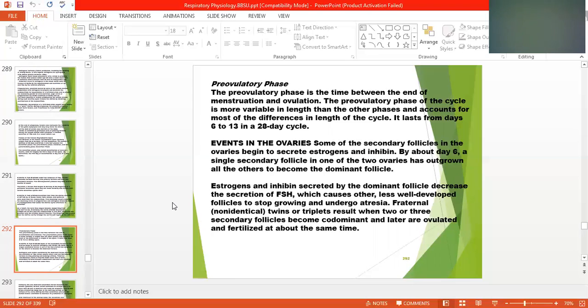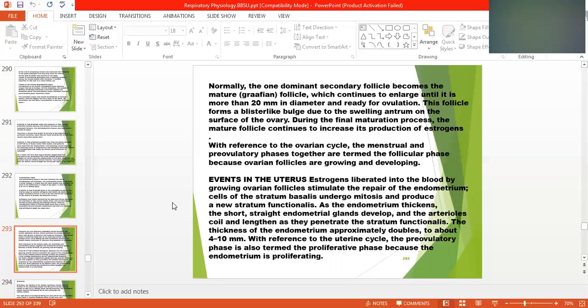Fraternal, non-identical twins or triplets result when two or three secondary follicles become codominant and later are ovulated and fertilized at about the same time.